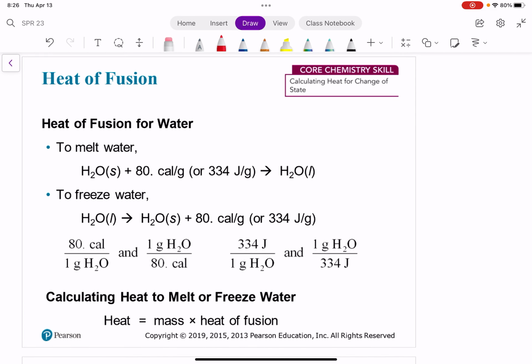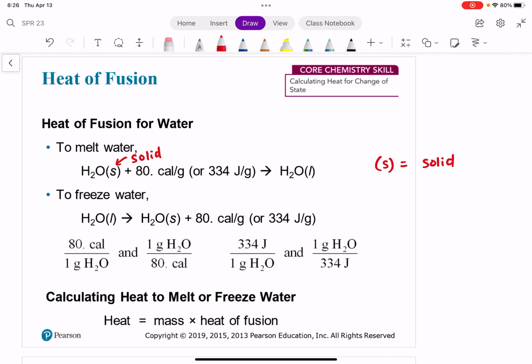A lot of times we put these ideas in terms of water, just because water is very abundant. We work with it often in lab and in science in general. So the heat of fusion for water, for example, is given by this equation. To melt water, let me show you. This little subscript here stands for solid. Anytime you see an S in parentheses like that, that means solid.